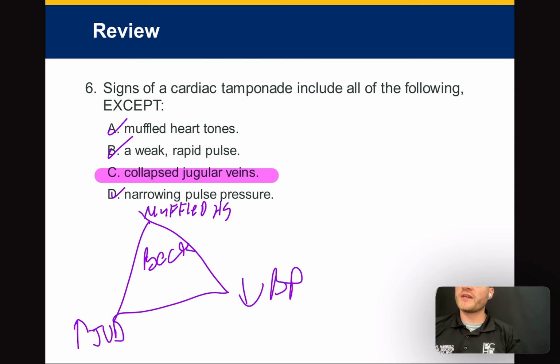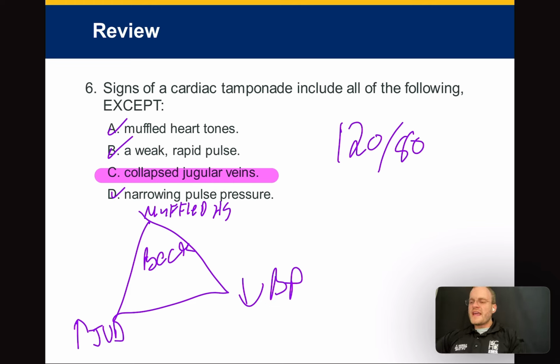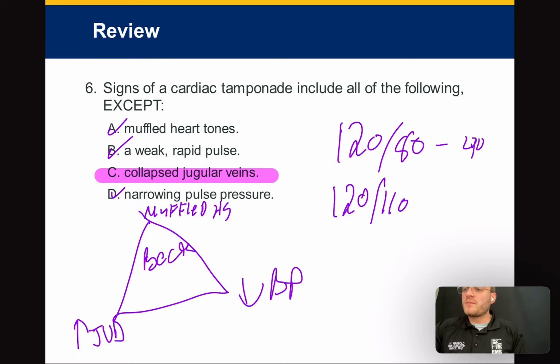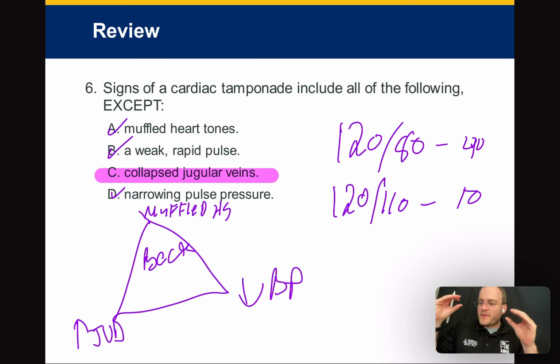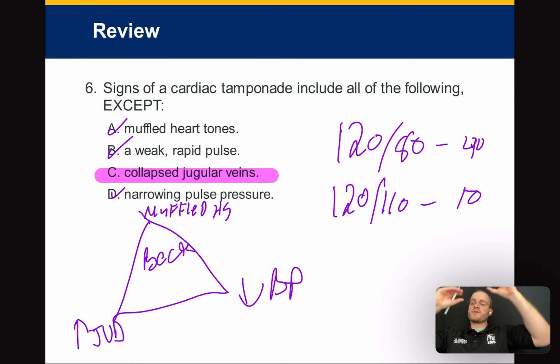Narrowing pulse pressure is this, okay? So we know normal blood pressure is like 120/80, right? If I were to narrow the pressures between those, it could be written like 120/110. That's a very narrow pulse pressure. If you subtract these, that would have equaled 40, but if you subtract these, it equals 10. So what the narrowing of a pulse pressure means is the difference between the systolic, the top number, and the diastolic, the bottom number, is very close.